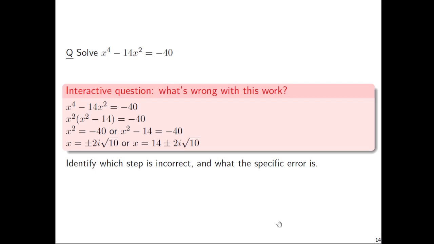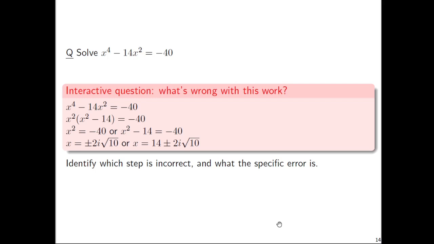Something's wrong somewhere. It looks like from the first step to the next is factoring, then the next step splits it up into two separate equations, then some work is skipped, but yes, square rooting both sides, because of negative signs in the radical, there's i's instead. But where is the error? I want you to identify which step is incorrect and identify what the specific error is. Instead of saying, oh, instead you should have done this, just look at the work that's been done and point out the specific error that occurred. What did somebody do wrong?